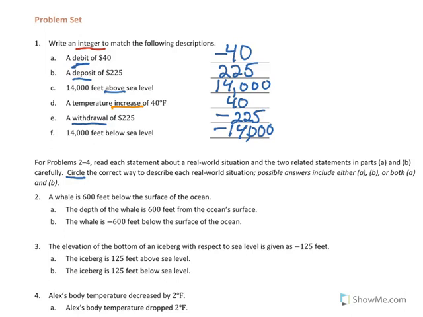So for the first one, a whale is 600 feet below the surface of the ocean. How do we say it? Is it A, the depth of the whale is 600 feet from the ocean surface? Is it B, the whale is negative 600 feet below the surface of the ocean? I'm going to read them again. The depth of the whale is 600 feet from the ocean surface, or the whale is negative 600 feet below the surface of the ocean. A whale is 600 feet below the surface of the ocean is what number 2 says. So which answer is correct?